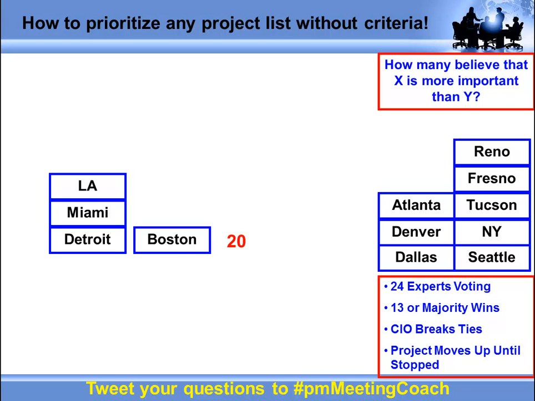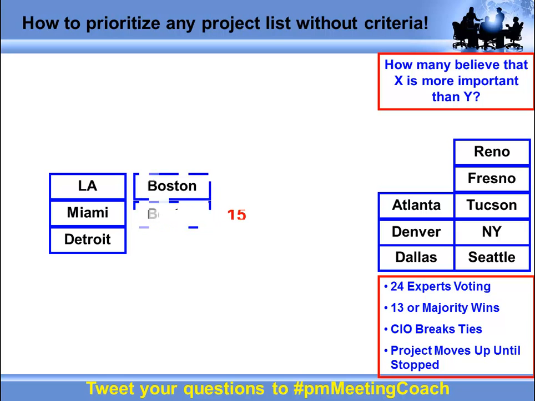How many people believe that Project Boston is more important than Project Miami? 15. Okay, again, that's more than half the people in the room, so I'm moving it up the list. How many people believe that Project Boston is more important than Project LA? Only 11. Okay, so it's not a majority. I'm going to reverse it out. How many people believe that Project LA is more important than Project Boston? 12. Okay, so I'm going to slot Boston in under LA. LA is still my top project. So I rearrange the cards.